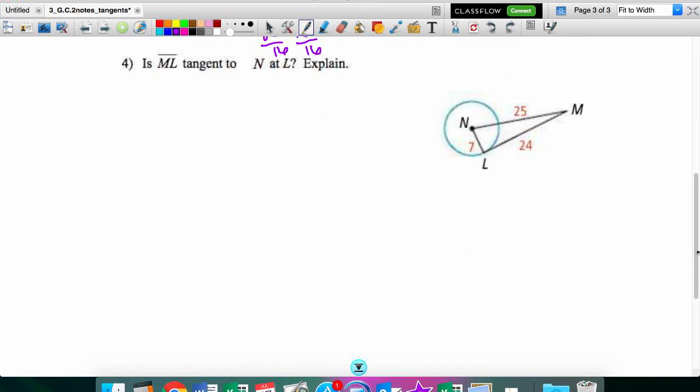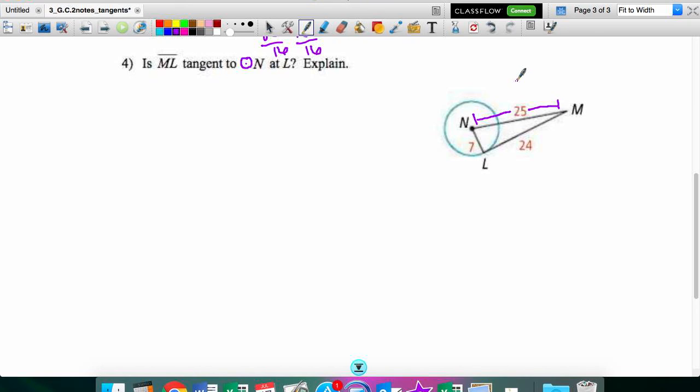One last problem. Number 4. Is segment ML tangent to circle N at L? Explain. And once again, our circle symbol is missing, so you can go ahead and fill it in. All right, so how are we going to tackle this one? Here we have all of the sides. We have our 7, we have our 24, and 25. And I'm assuming that this 25 is actually going to the entire segment M and N. Okay, if you have any questions about any numbers and what segments they're labeled, you can always ask, just to be certain. Okay, so how are we going to do this?